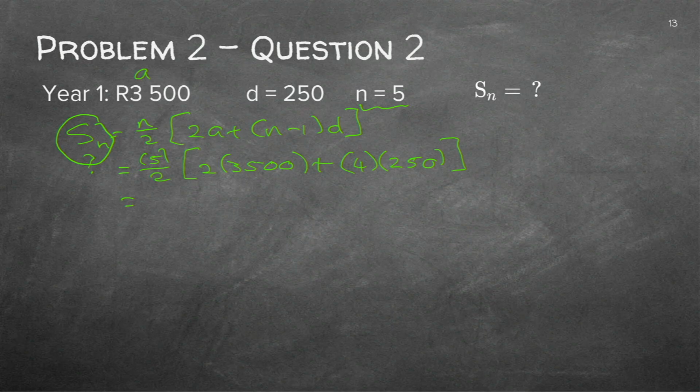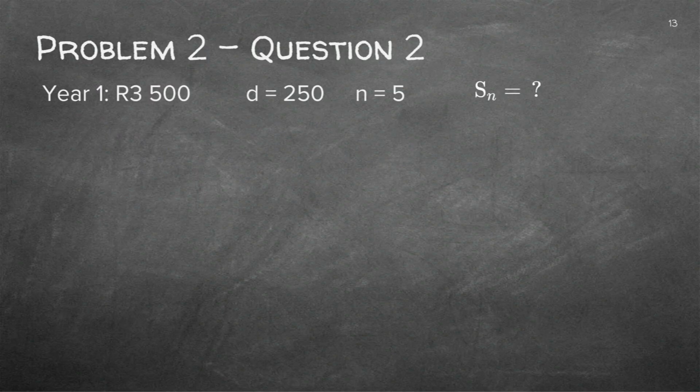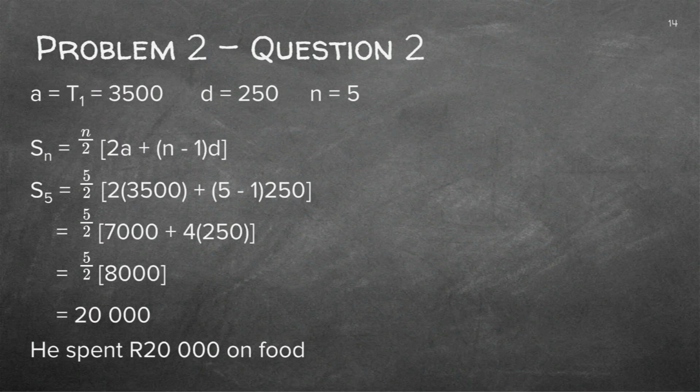And once you pick your formula, the rest is straightforward. The rest is just a substitution thing. You fill in, you substitute. So there you spend 20,000. Just remember in the end to answer the question properly. You remember from long ago, the very last step in a method is to answer the question properly. So if they asked how much did he spend, you can't just leave 20,000. You must say he spent 20,000 rand.